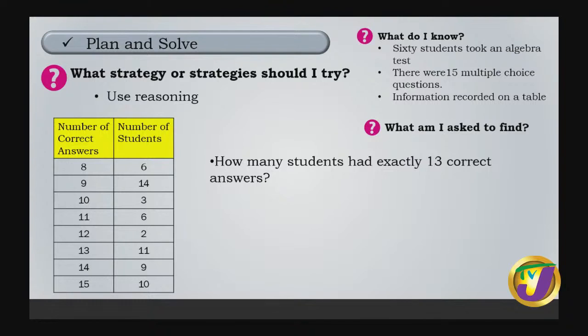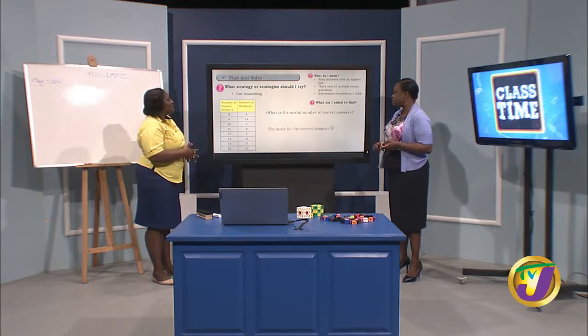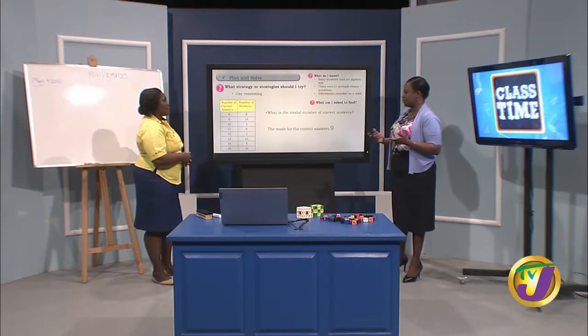So what they want to find is how many students had exactly 13 correct answers. I could find that on the table and see that there are 11 students. Okay, good. What else are we asked to find? What is the modal number of correct answers? The modal would be the correct answer that occurred most frequently. And in this case, we see where 14 students would have had 9, which would be the mode.